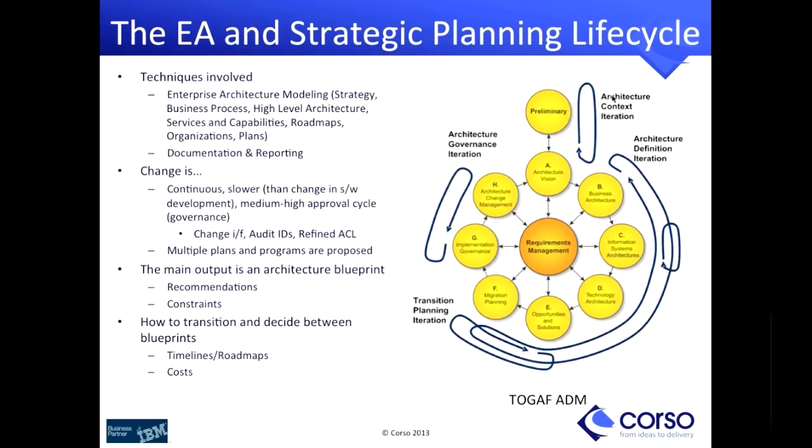Change in this life cycle is slower than in traditional life cycles such as software development. So we're really talking here about change over months and years, rather than days and hours. There are multiple people involved, multiple plans, multiple programs, multiple projects involved in this, and the output here is an architecture blueprint with recommendations and constraints for what we can do moving forward.